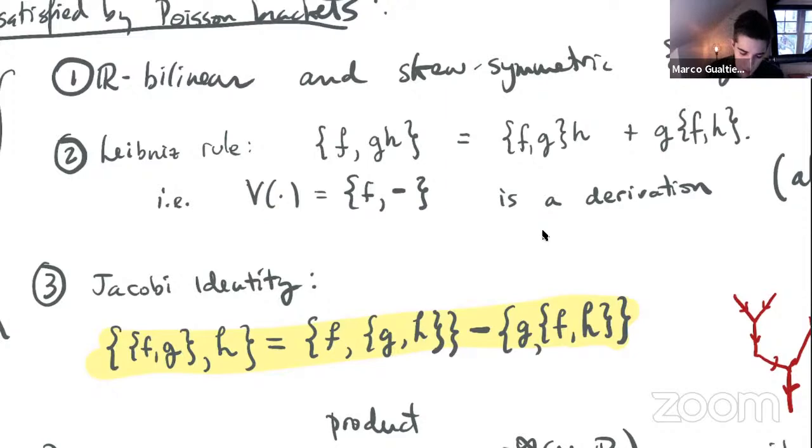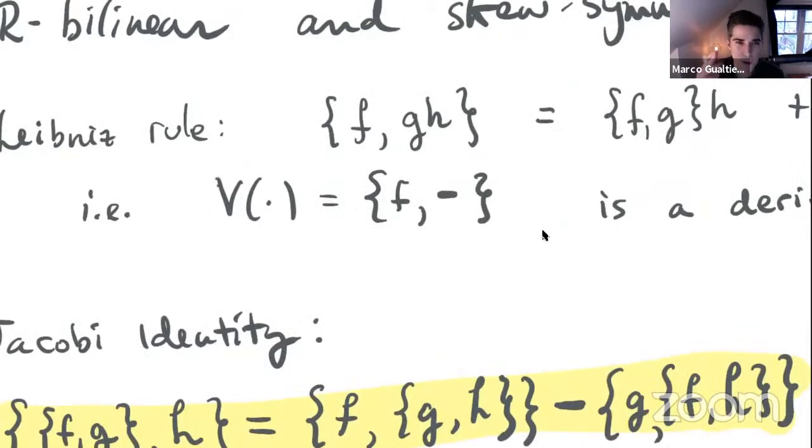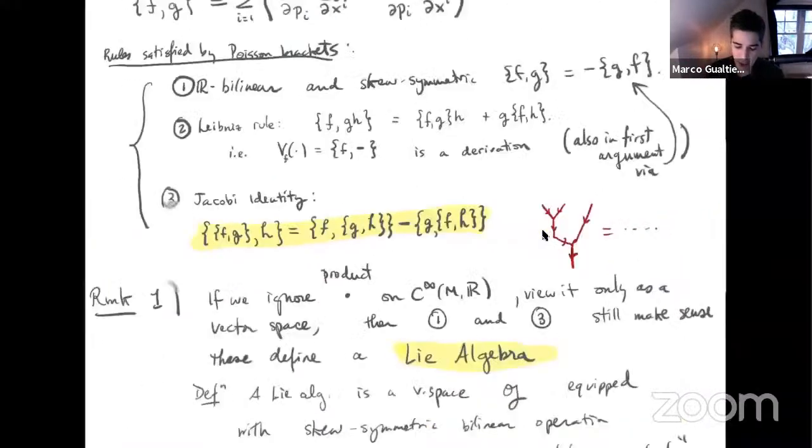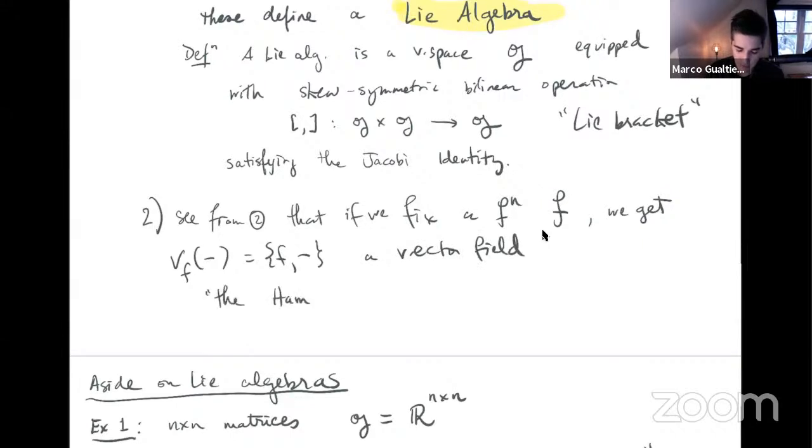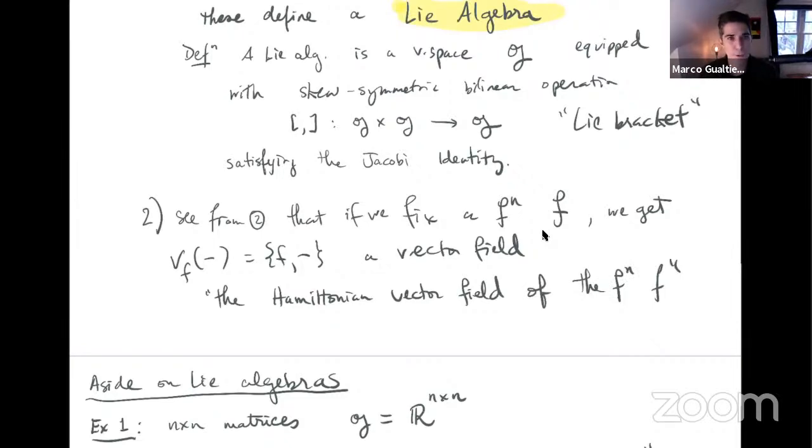And for this vector field, I want to make sure that I don't forget that it involves a function, so I'll put a v sub f there. The observation is that if we fix a function f, we get v_f, a vector field. And this is called the Hamiltonian vector field of the function f. Every function by this mechanism gives rise to a vector field.